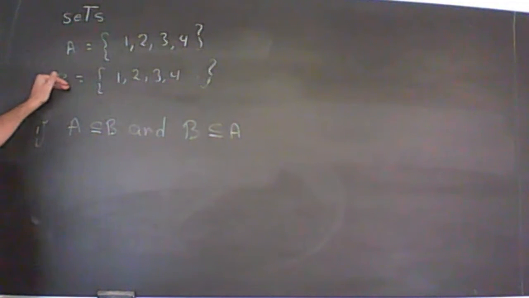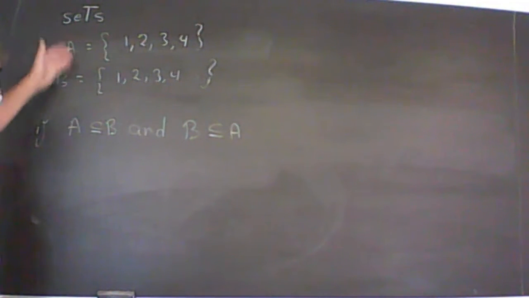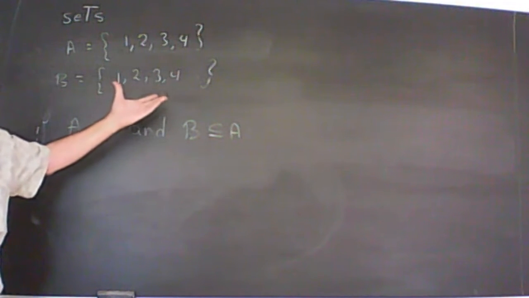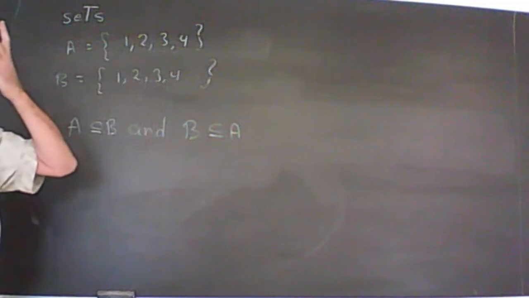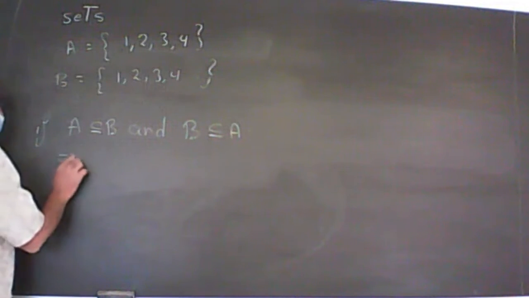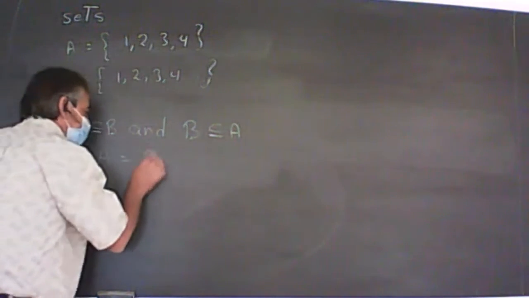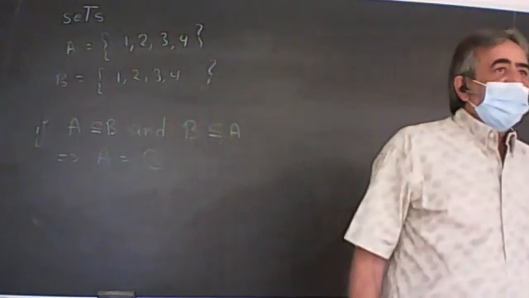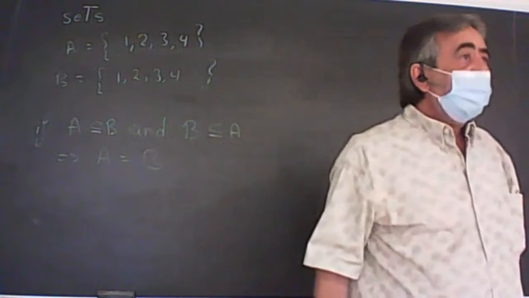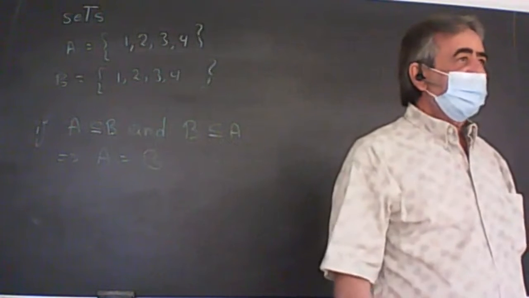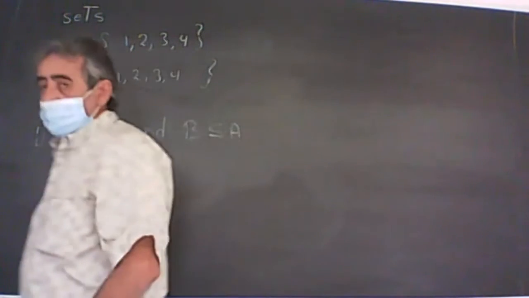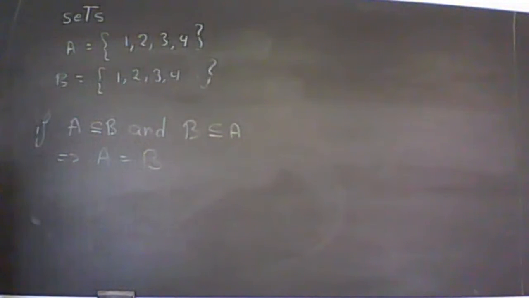A is a subset of B. B is a subset of A. What's the relation between A and B? They're the same, right? So that means A equals B. If A is a subset of B and B is a subset of A, yes, then A must equal B. We clear on that?